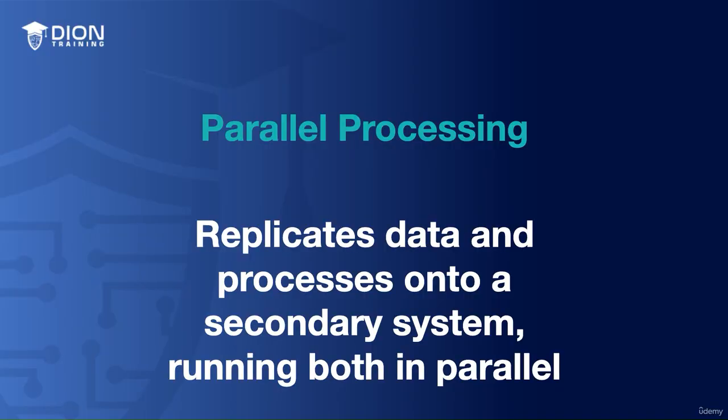Now, fourth and finally, we have parallel processing. Parallel processing involves replicating your data and systems processes onto a secondary system, and then you run both the primary and secondary systems together at the same time.